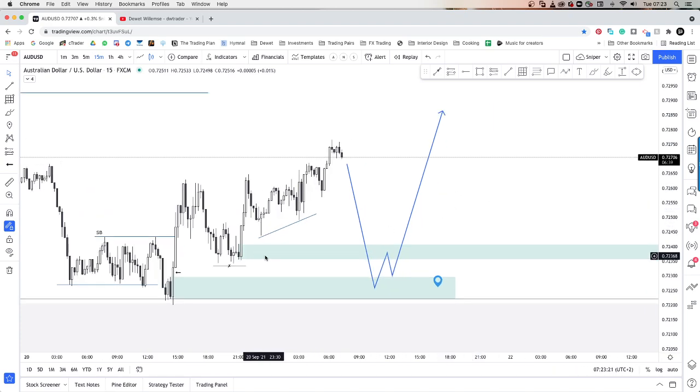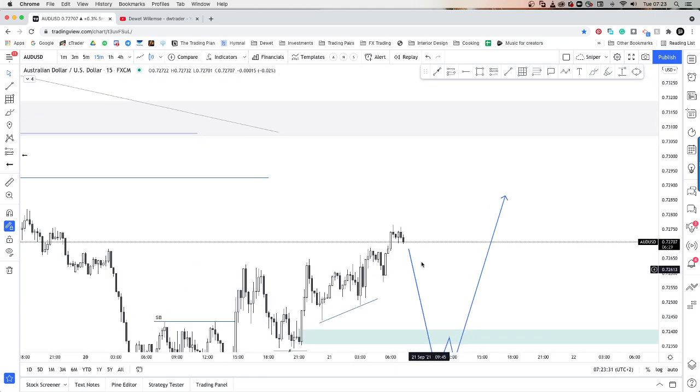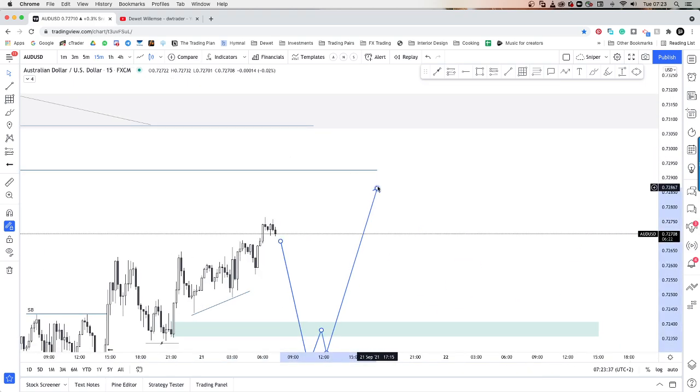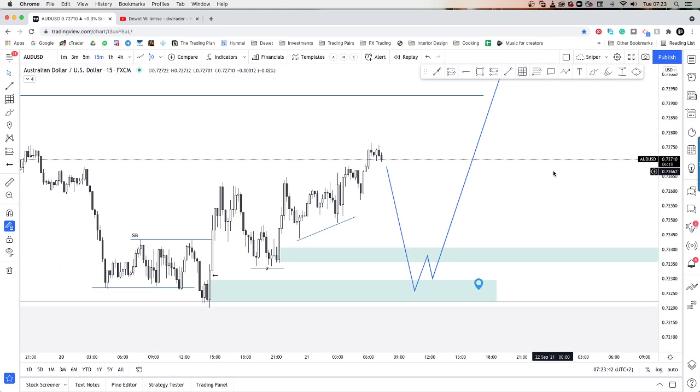We could also possibly see a reaction from this zone. I'm not throwing this zone out. We could see something happening here as well. And then targets would be first probably the imbalance zone and then the order block above it. So that would be my Aussie dollar view on the 15 minute.